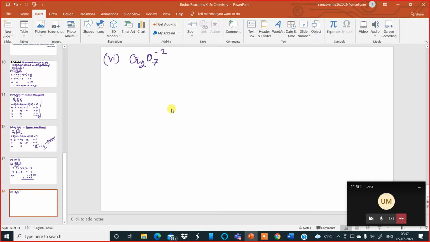Cr2O7 minus 2. Your question is, get the oxidation number of the underlined element, that is chromium. That is number 6. Number 7. The formula is K4FeCN6, potassium ferrocyanide. Get the oxidation number of Fe. I am giving you a hint over here. Potassium oxidation number is plus 1, valence is plus 1. Let this be X. And cyanide is a radical, its oxidation number is minus 1. The overall charge carried by this potassium ferrocyanide is 0. So that is the hint.